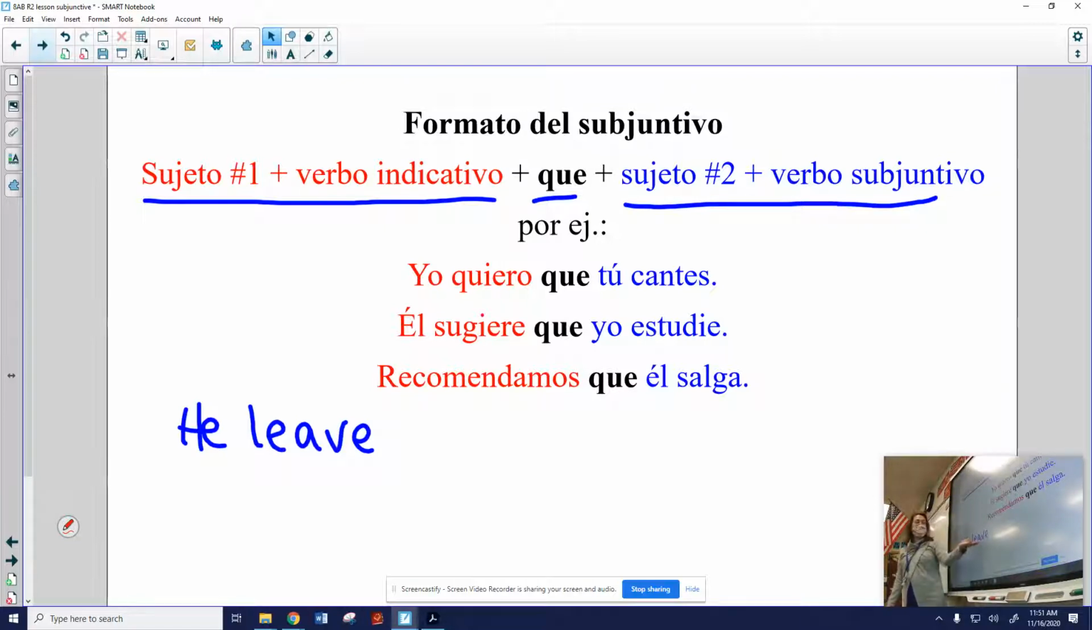If this was just a statement of fact, it would be bad English, right? He leave. He leave now. You sound like a caveman. It just doesn't sound right. But if I suggest that he leave or I recommend that he leave, it sounds better, right? Hopefully. Does that sound better to you? Maybe? Hopefully. So in English, we do use the subjunctive, but it's not quite as frequent.